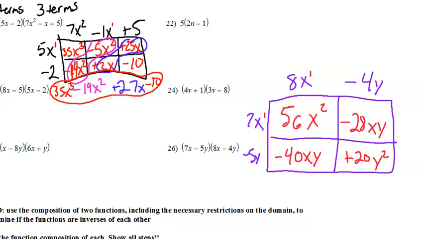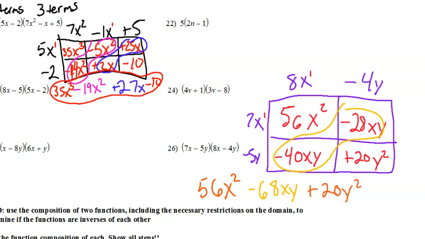We want to combine like terms, and so we're going to add these two numbers together. Negative 40 plus negative 28 is negative 68 and then xy. And then we'll write what we have on the other 2 boxes. So we have 56x squared minus 68xy plus 20y squared. And there's no other like terms here because this is the only term with an x squared, the middle term is the only term with an xy, and the last term is the only term with a y squared.